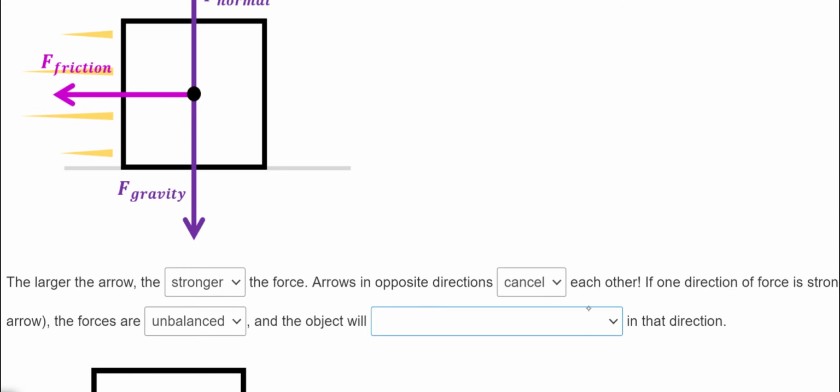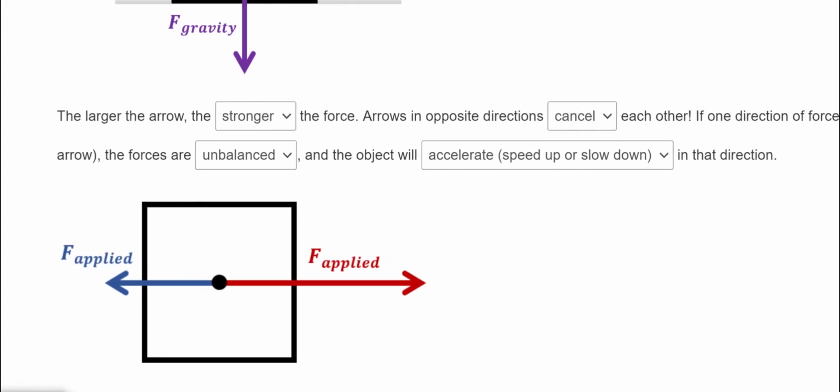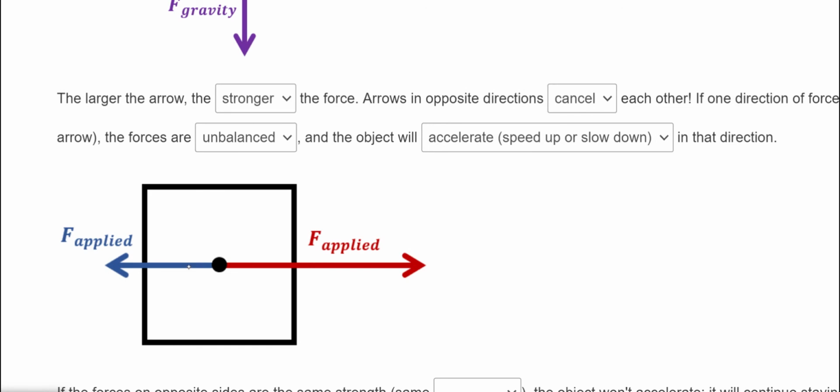So the object's going to accelerate, which means speed up or slow down, in that direction, whichever has the stronger force. You can kind of imagine it like a tug of war here. So here we've got a box that's got a force applied to the left and to the right, so those are acting against each other, but the force applied to the right is stronger. So really we're going to have motion where the box is going to accelerate towards the right. Even though there's a force also applied to the left, it's not strong enough to beat that force applied to the right. So the net force, the way we're going to see this move, is it's going to start moving and it's going to accelerate to the right.